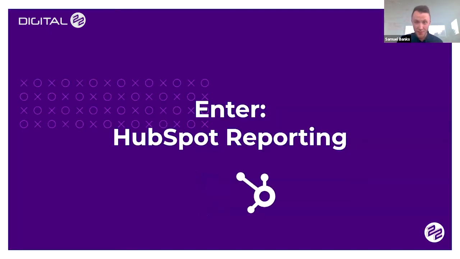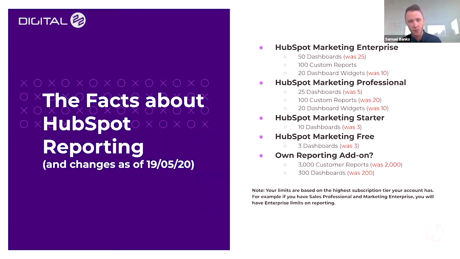So, into HubSpot reporting. There's been some recent change to HubSpot reporting. As of the 19th of May this year, reporting's got a whole lot better for HubSpot. There's been some increases across the entire plans and ranges in terms of how many dashboards you can have in your account. If you're on Enterprise, where you could normally have 25 dashboards, it's now gone up to 50, so that's doubled. If you're on Marketing Professional, where you could have had 5 dashboards, you can have 25. If you were on Starter, where you had 3, you can now have 10, and more so, if you actually owned the reporting add-on prior to the change, you go from 200 dashboards to 300.